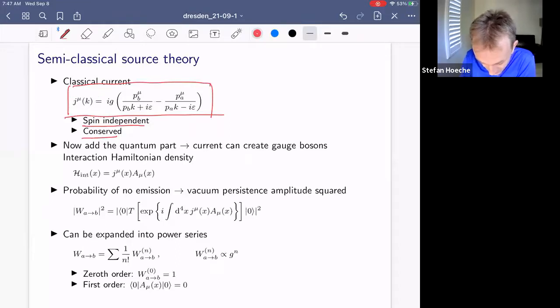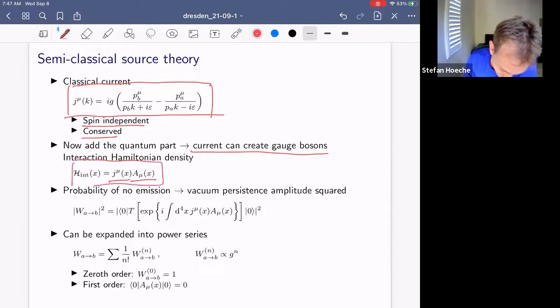Now we add the actual quantum part of the thing. My current can now create gauge bosons. And in order to create gauge bosons, I need to have a gauge field, and I need to couple my gauge field to the current. I do this in the standard way that you always see in your lectures. I just use a minimal coupling, and that will be my Hamiltonian.